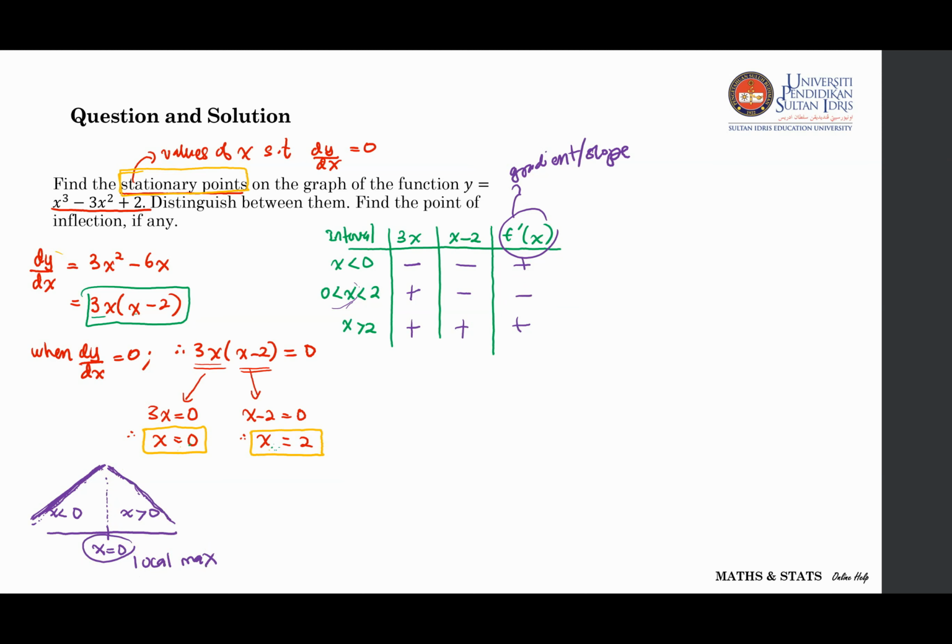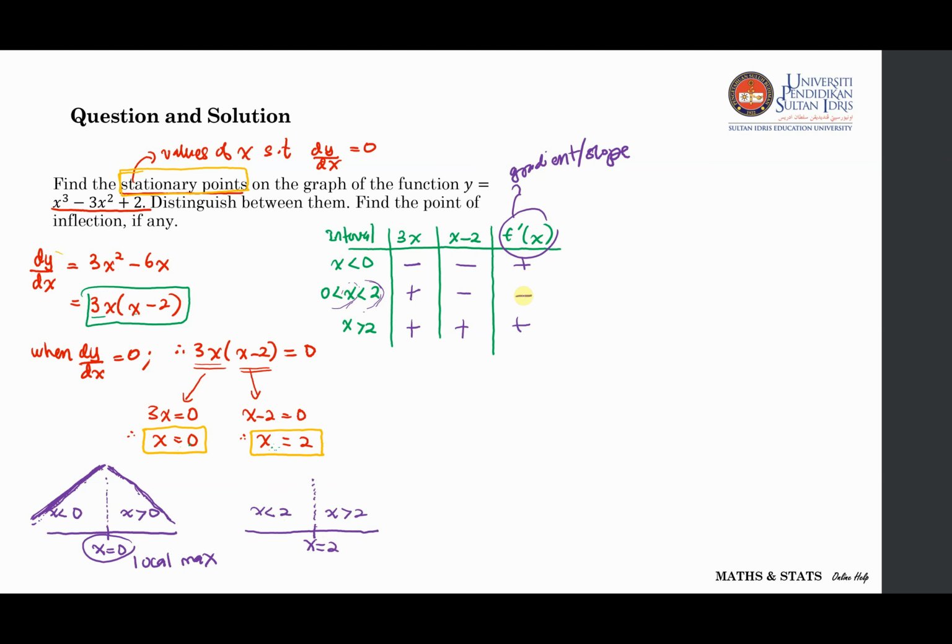Okay, so now let's consider the next point, which is x equals 2. So this is at point x equals 2, and we are going to consider the area here. So x equals 2. This is the area where x is less than 2, and this is the area where x is greater than 2.